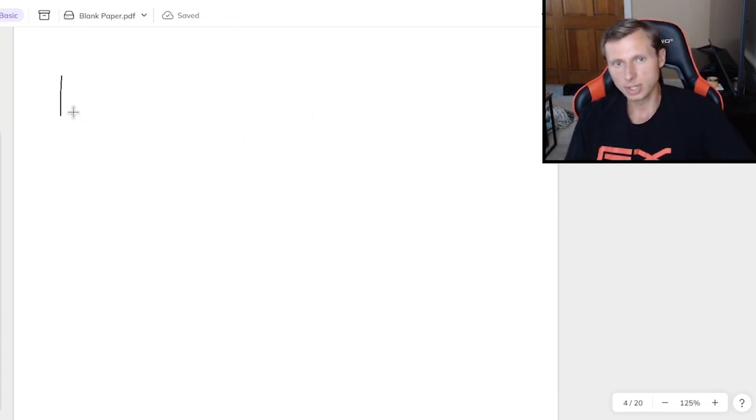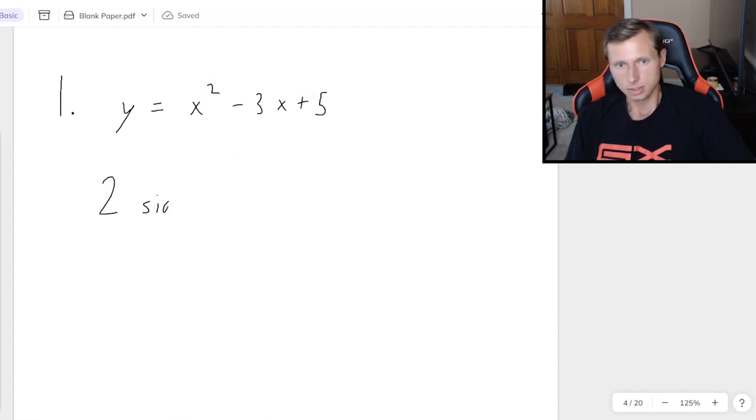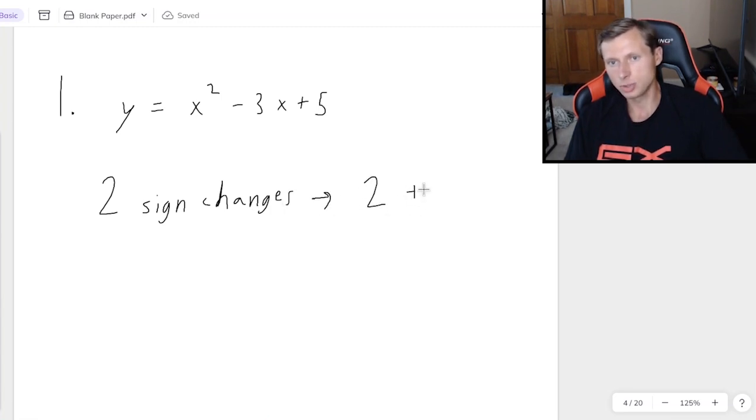So for the first one, let's say I have y equals x squared minus 3x plus 5, and I want you to make a sign chart for all the potential possibilities. So I'm going to help us with this first one. How many sign changes do I have for my normal function? Well, it looks like I go from positive to negative and then back to positive. So that's 2 sign changes for the normal version, which means a maximum of 2 positive real solutions.